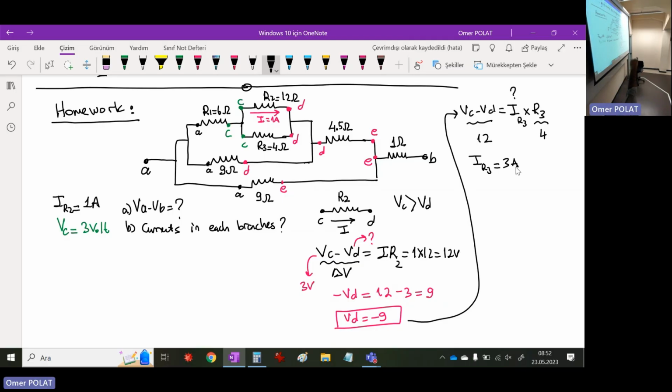Current on R2 and R3 is known. I can calculate what is the current on this branch. So let's say, what is the current here? Maybe I can say this is I prime. This current is I prime. This current is I double prime. So this is I prime. What is I double prime?